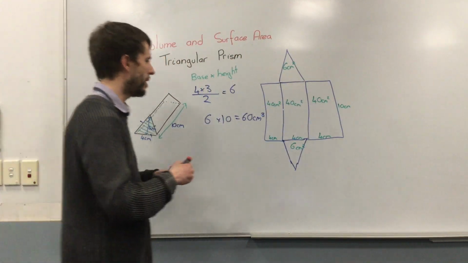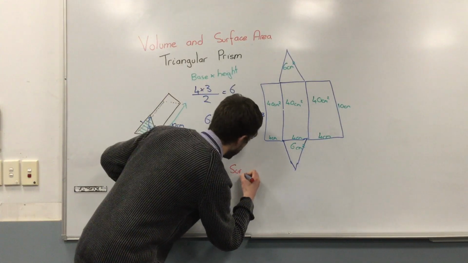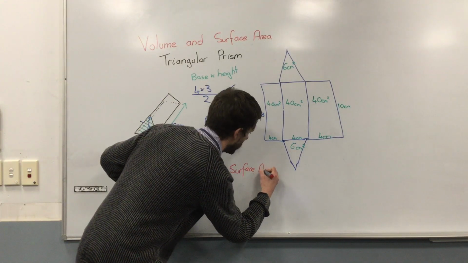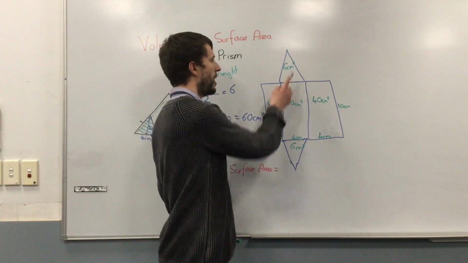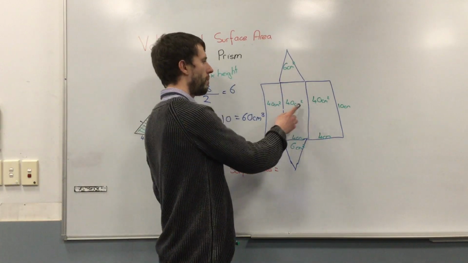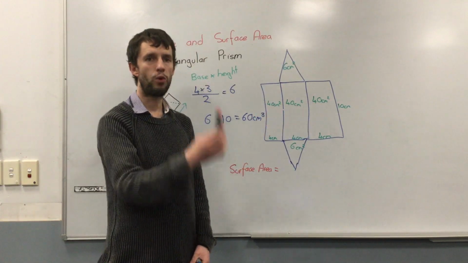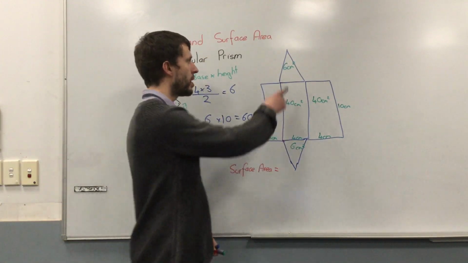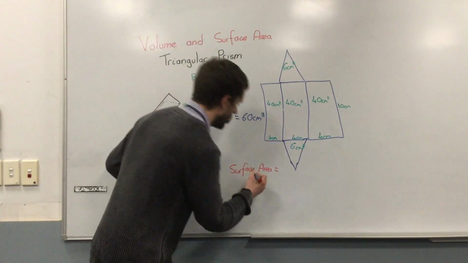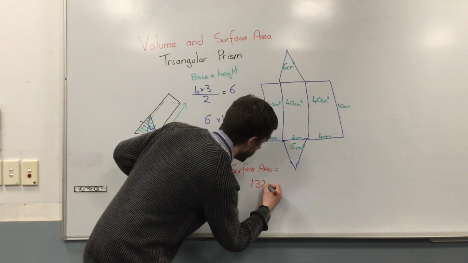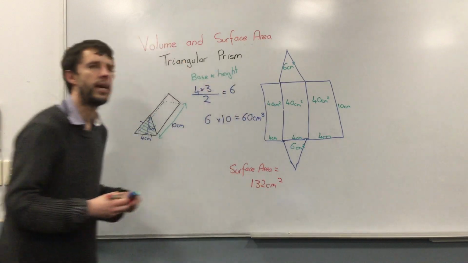So the surface area is adding all of these areas up. So 40 plus 40 plus 40 is 40, 80, 120. 120 plus 6 plus 6, 132. So 132 centimeters squared.